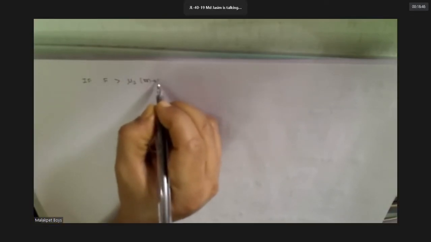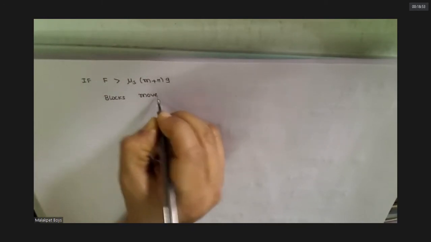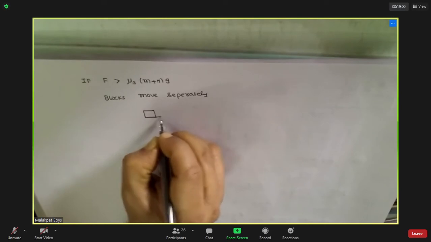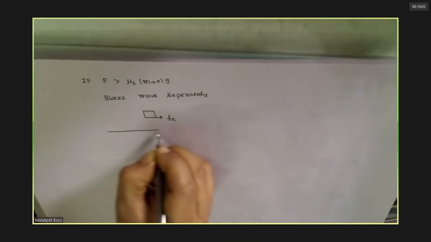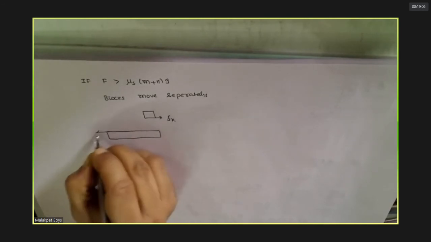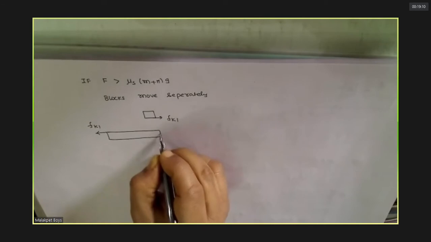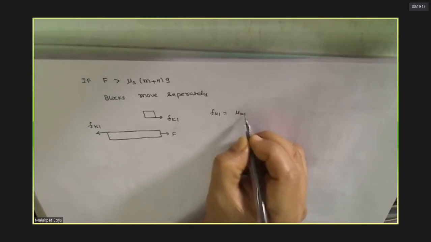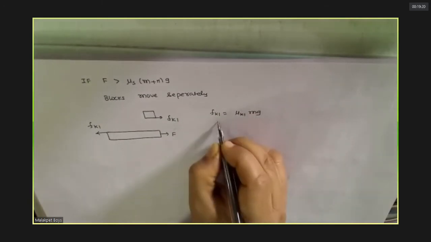Now, the other case we shall see, if F is increased, what is that value you got? Mu is? M plus M. So now the upper block will be having the kinetic friction. This is the kinetic friction between this and this is F. So you have, so you will get A1.